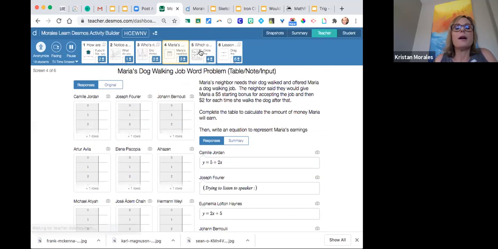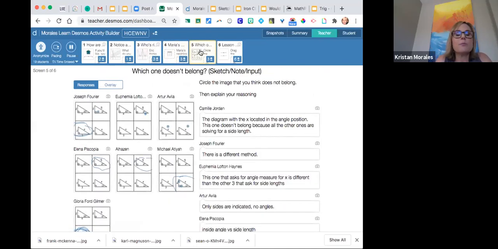Right? I also really like these "which one doesn't belong" questions, because that's a drawing slide where students can draw on it. So you can ask students to circle things, to hand draw their graphs. Maybe they put in a hand-drawn math equation. And again, these are all ways to start conversations with your students, right?